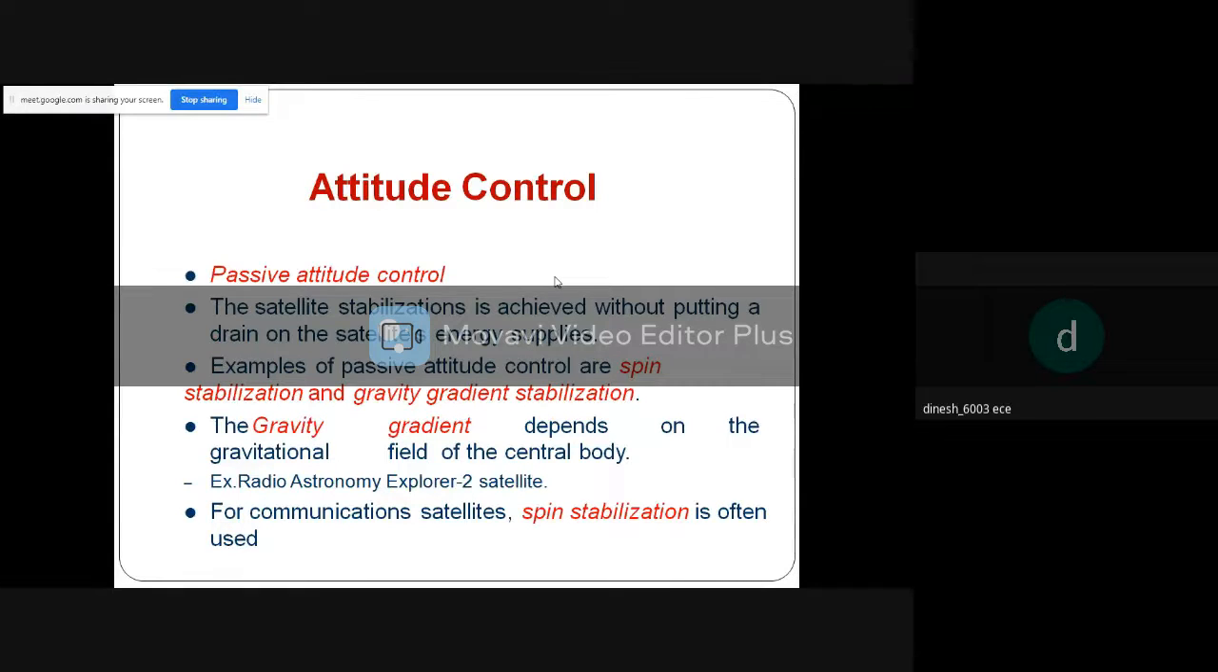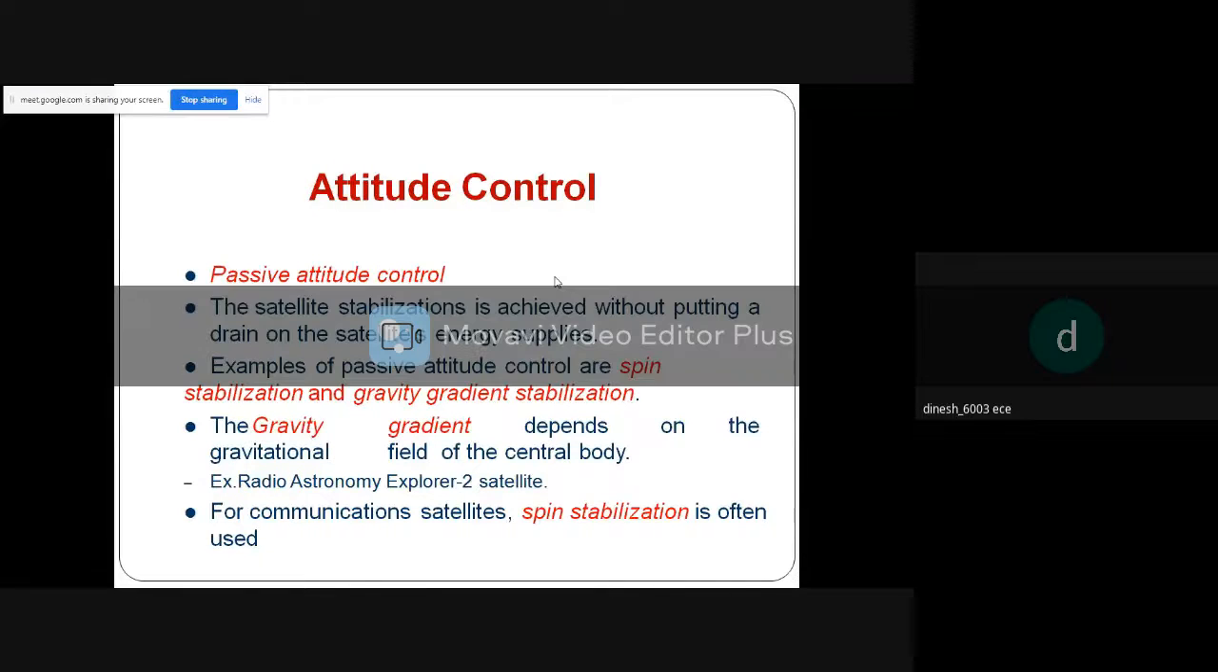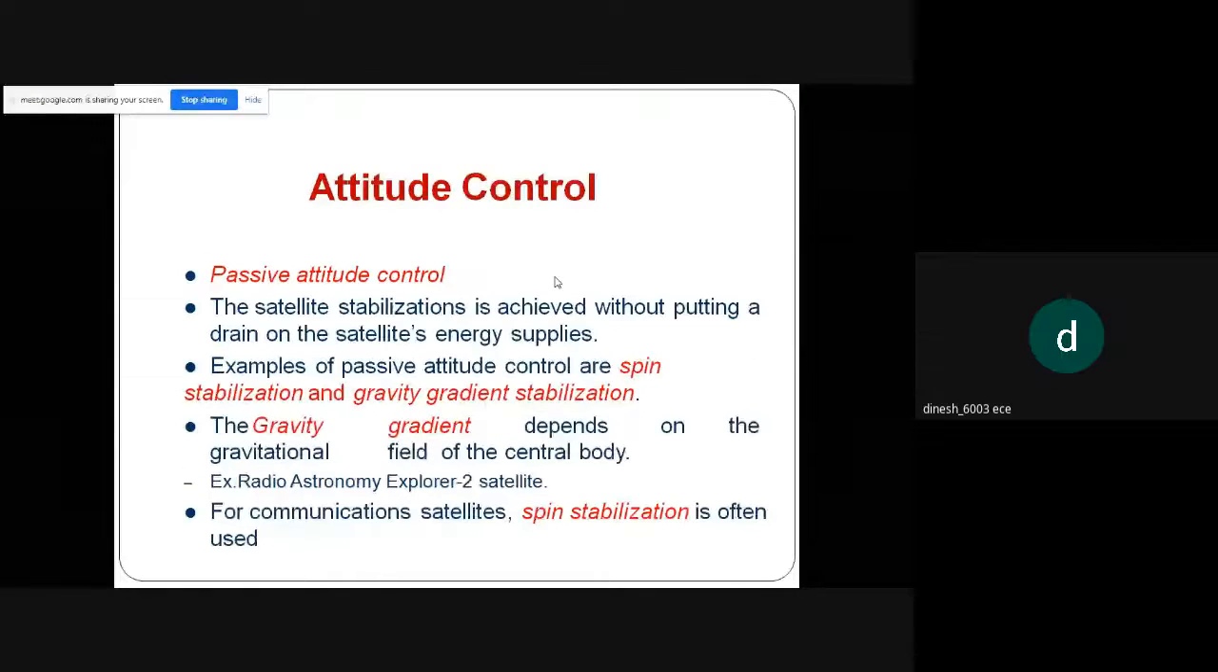So in passive attitude control, we will not be using any of the satellite's energy or power supply. Without using that, the satellite will automatically spin by itself. Okay. The stabilization will be achieved by itself without putting any drain on the satellite's power supply. So that is passive attitude control.